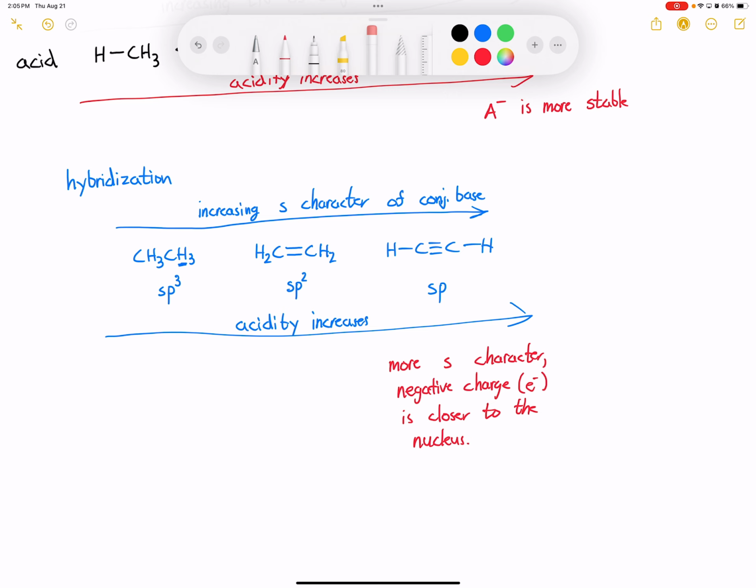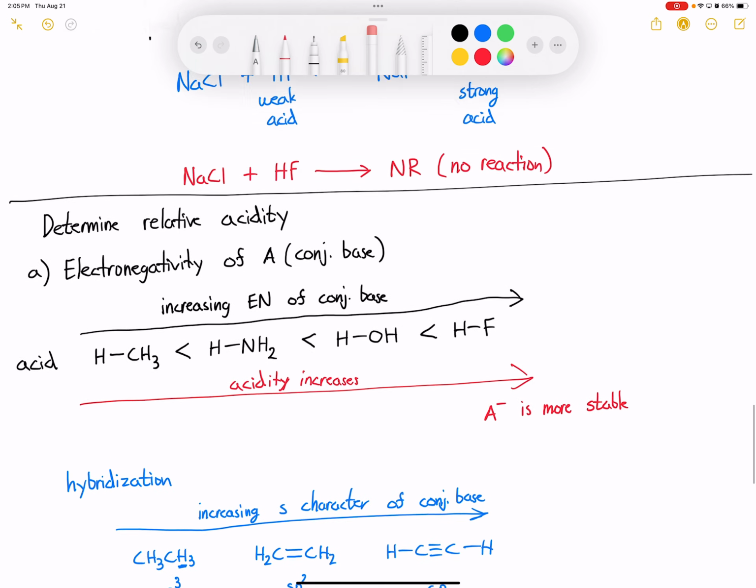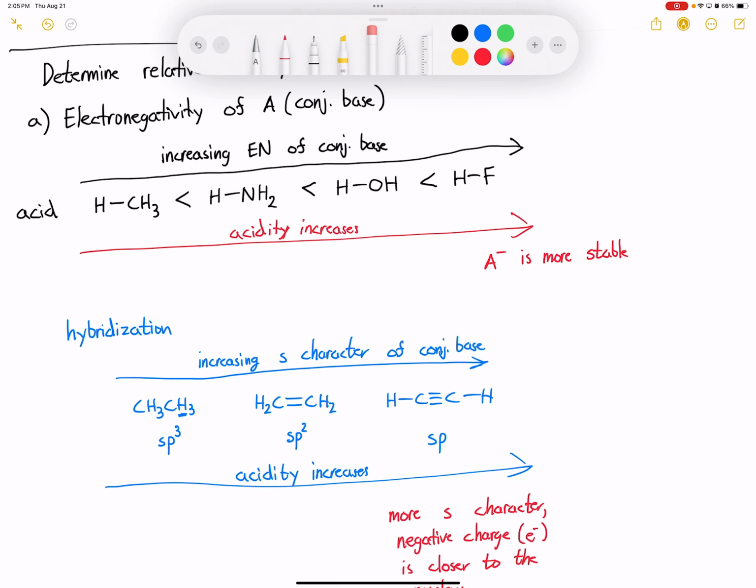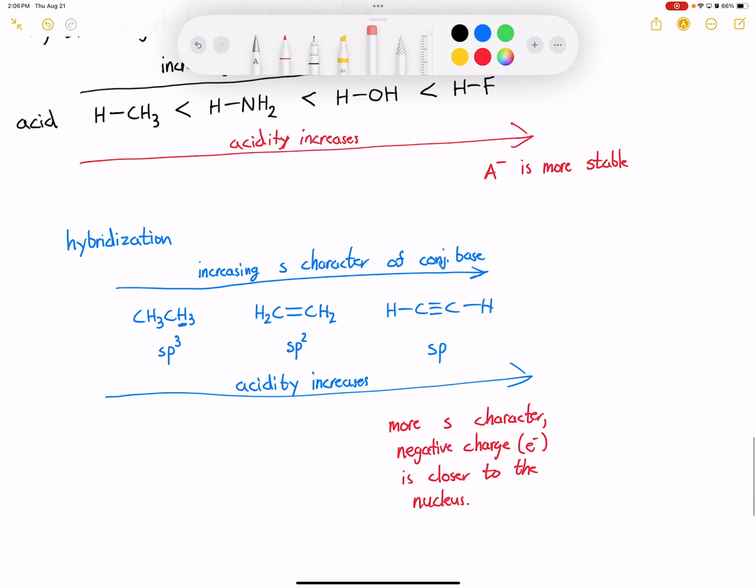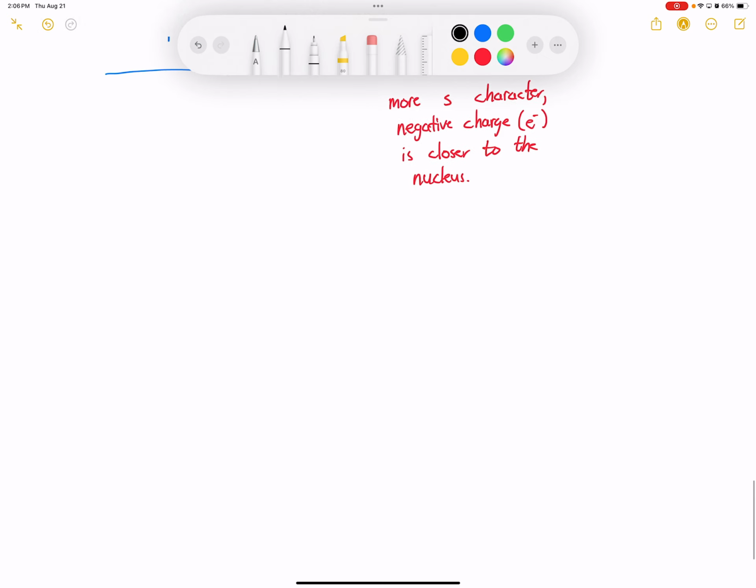So that was all of A. Electronegativity: the electronegativity of an atom will stabilize the negative charge. And in terms of hybridization, if something is sp hybridized, it will be the most acidic out of all the hydrocarbons, which have only hydrogen and carbon. All right, so let's talk about a few more here. That's A, electronegativity. Now let's go to B.